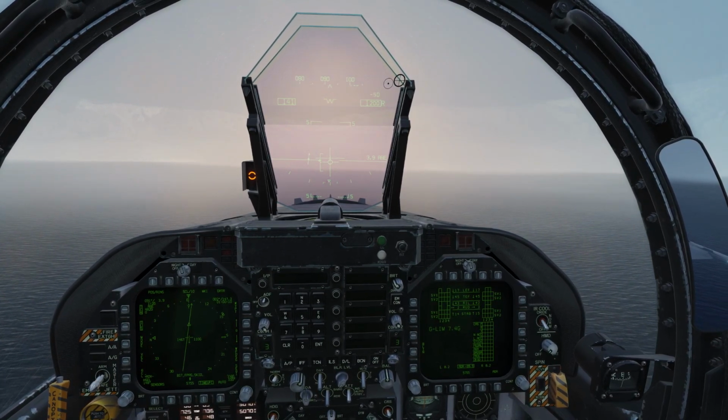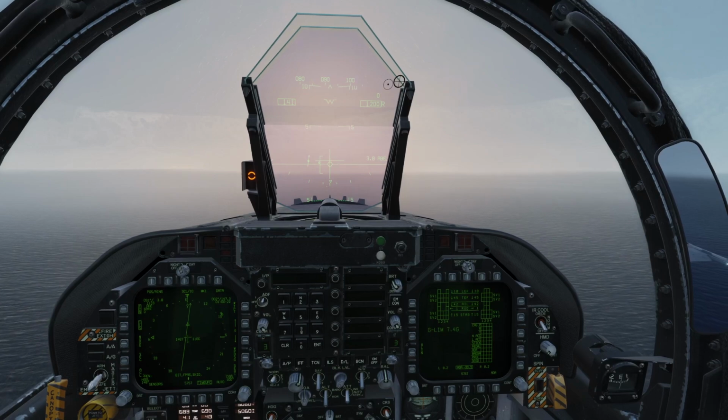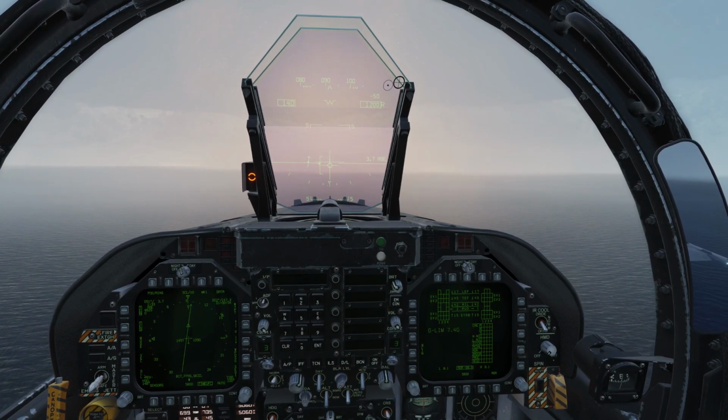407, Marshal, switch to button 2. 407 switching.